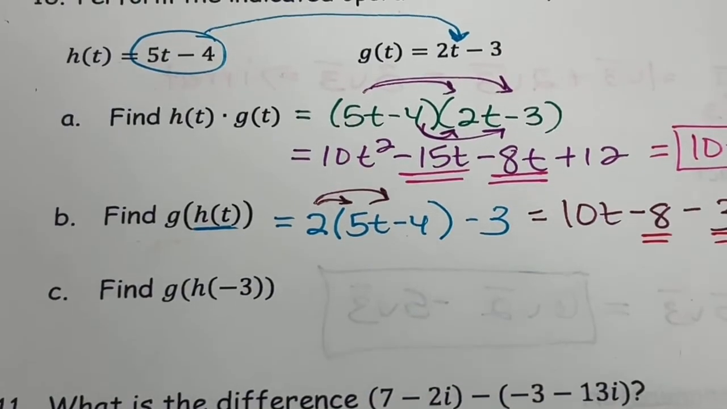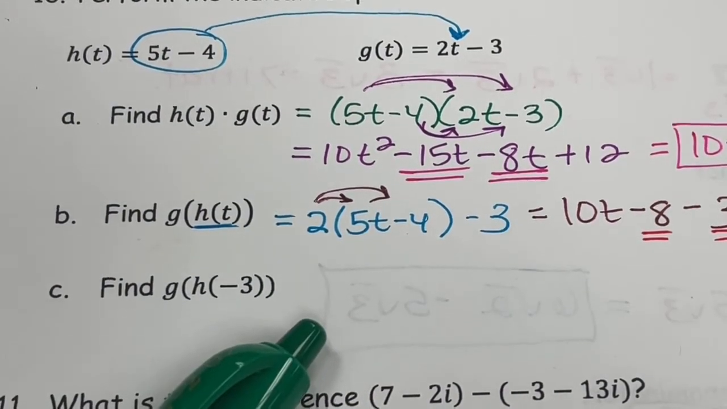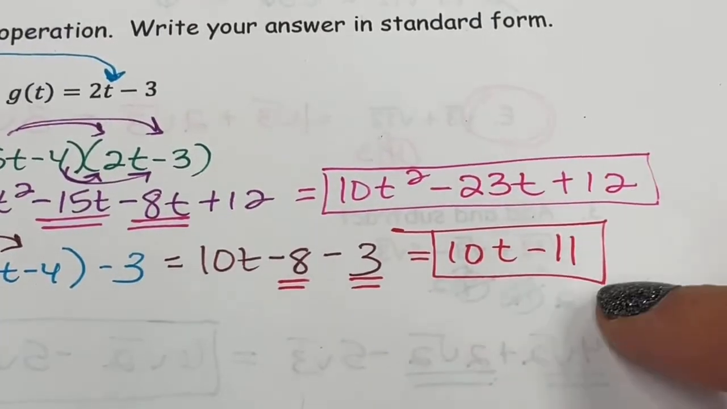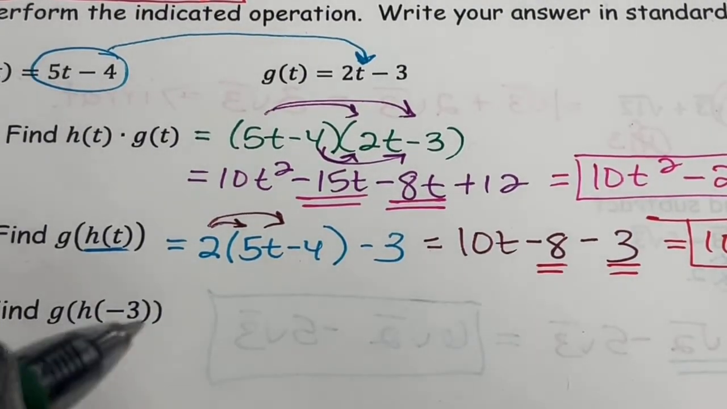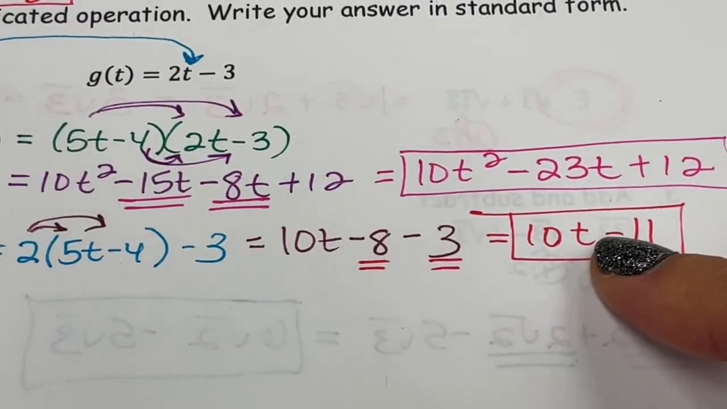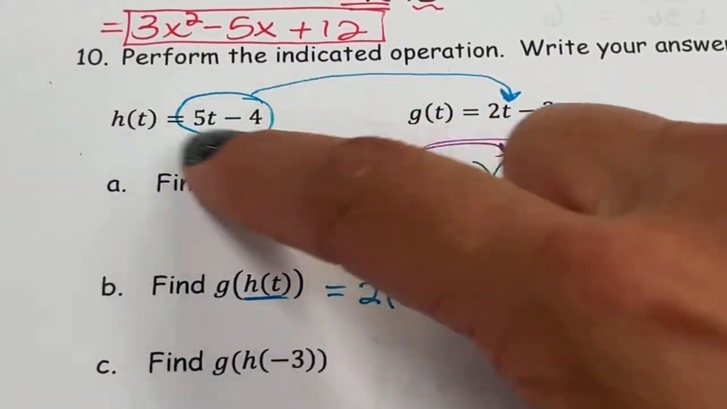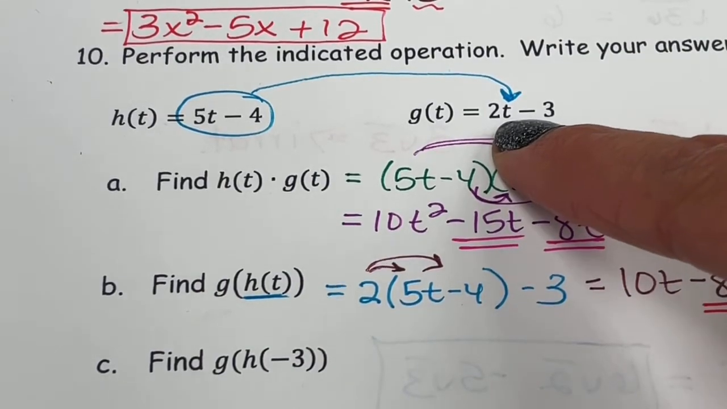For part C, it says find g of h of negative 3. Well, we already found g of h of t. So to find g of h of negative 3, all I have to do is plug in negative 3 into this. Or you can plug in negative 3 into the h function, figure out what that is, and then plug it into the g function.